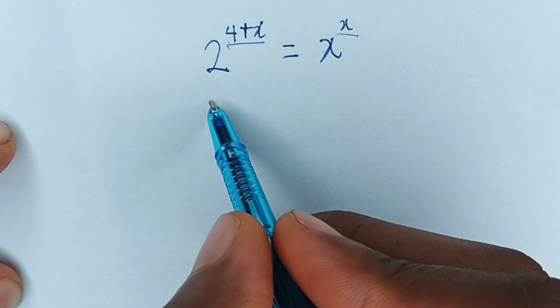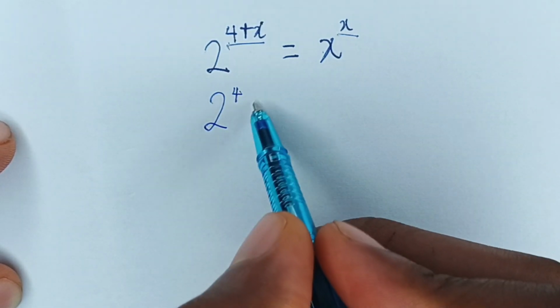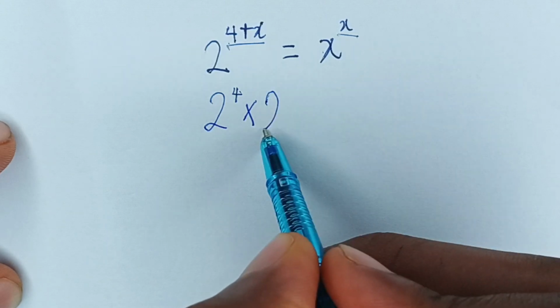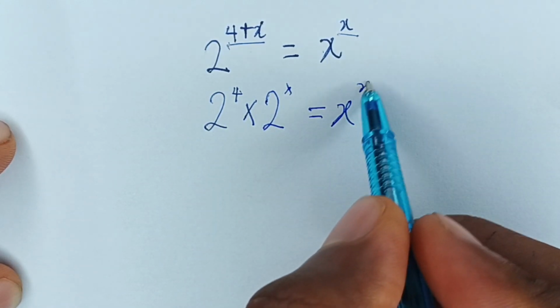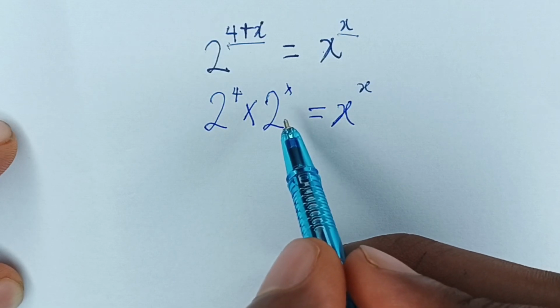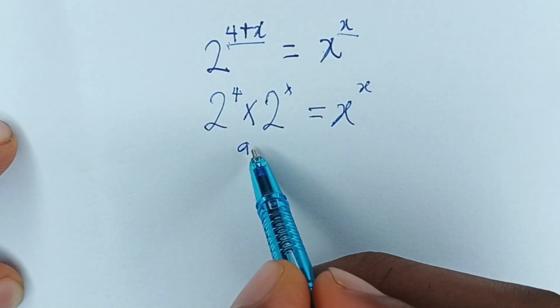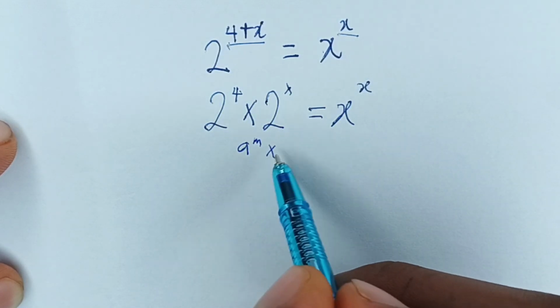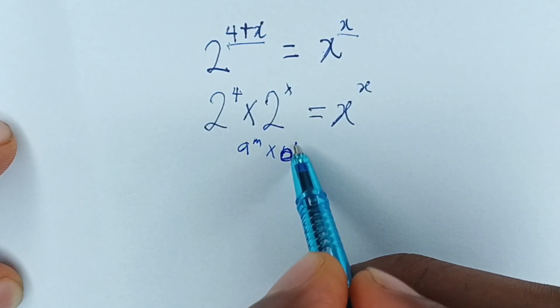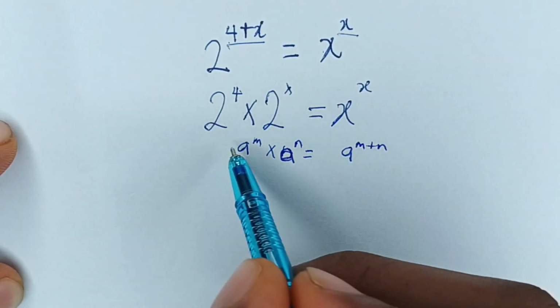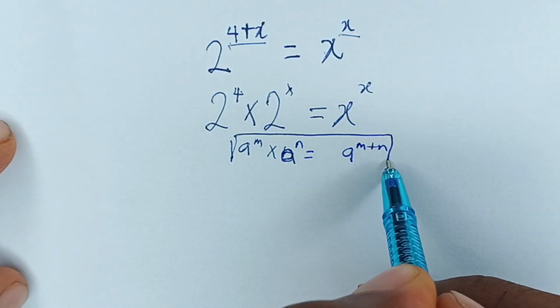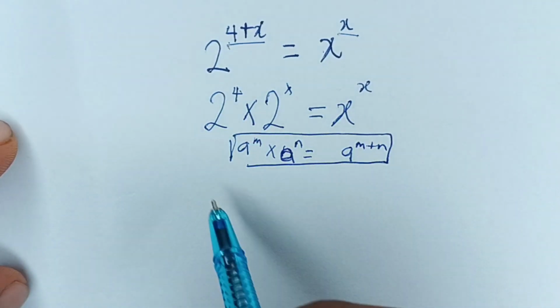Now this can be written as 2 raised to the power 4 multiplied by 2 raised to the power x to be equal to x raised to the power x. And this follows from the law of indices that states that a raised to power m times a raised to power n is equal to a raised to power m plus n. Alright, so this follows from this law.